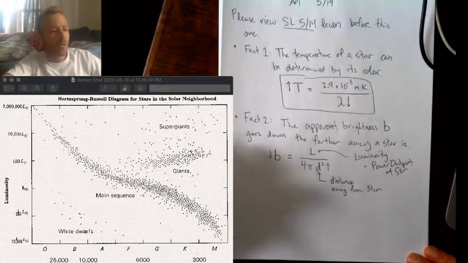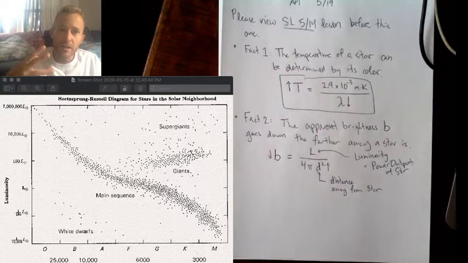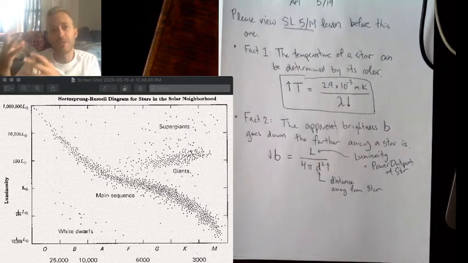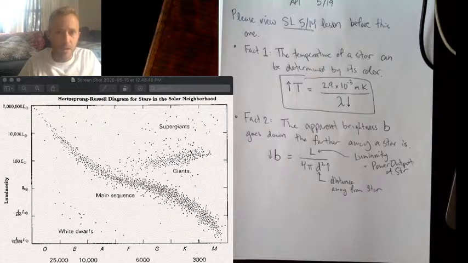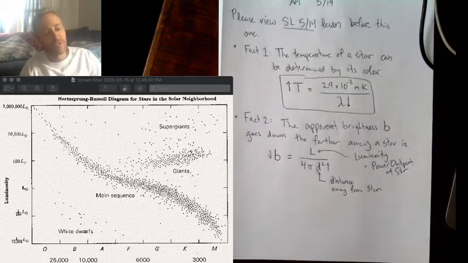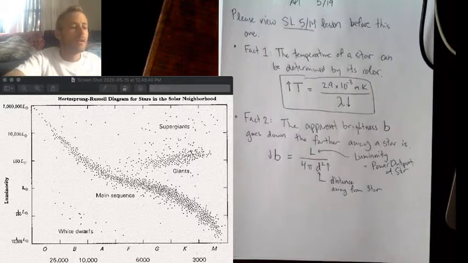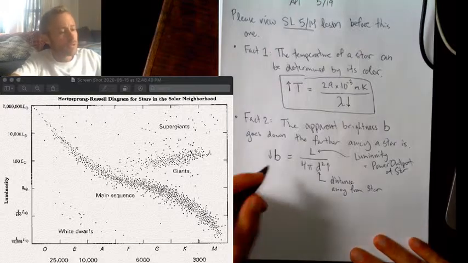So you could think about luminosity as how bright a star really is, and the apparent brightness is how bright it appears. How bright it appears has to do with two things: how bright the star is and how close the star is. You could have an incredibly luminous star that appears dim because it is so far away. You could have an incredibly dim star appear bright because it is so close. So this formula is really useful.